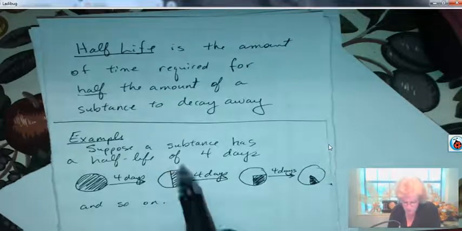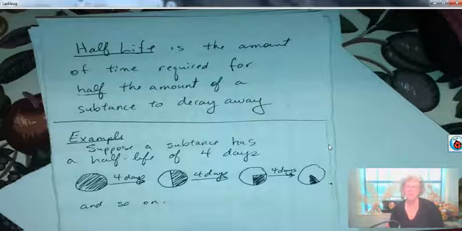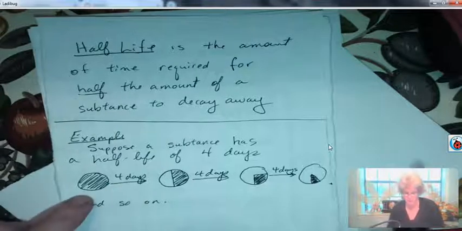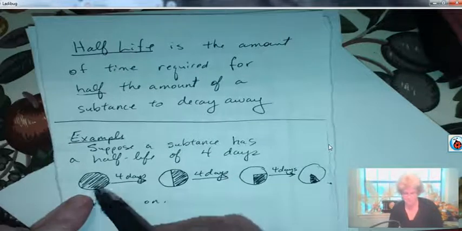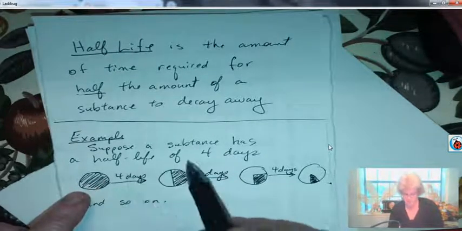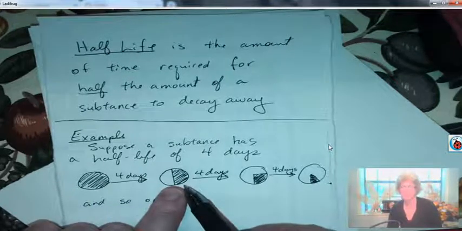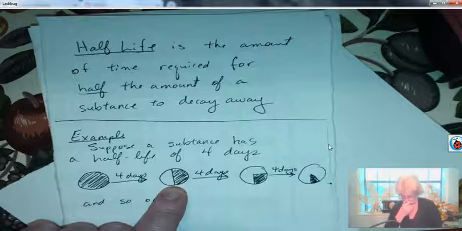So suppose a substance has a half-life of 4 days. Some people wrongly think that if it has a half-life of 4 days, then in 8 days it's completely gone. That's not how it works. Here's how it works. If it has a half-life of 4 days, then suppose this is what you start with, what's shaded. So 4 days from now, half of this will be left. So you've got what's shaded here.